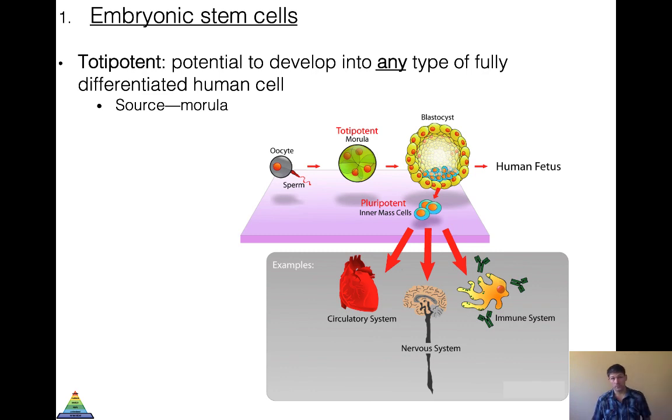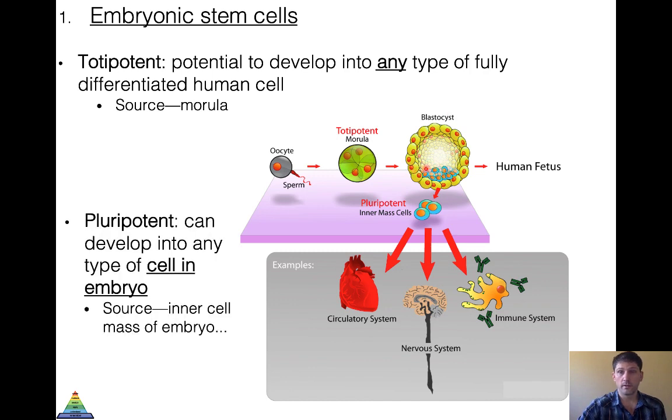Now, there's four terms we're going to look at. Totipotent. Totipotent cells can develop into anything, any of a fully differentiated human cell. Now, they come from that morula. So if you remember, at about 72 hours, all of those cells have been dividing, and it's this ball of cells. Now we could take any of those cells and basically make anything that we want. Now if we look at our blastocyst over here, we can look a little bit closer at those inner mass of cells. Notice that they're blue in this image. The artist is trying to differentiate them from other cells.